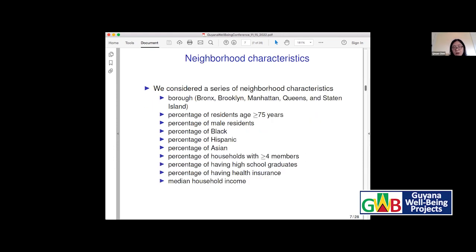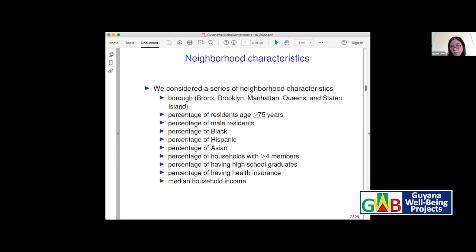We consider different neighborhood characteristics. The first one is borough. We have 5 boroughs: Bronx, Brooklyn, Manhattan, Queens, and Staten Island. We also have the percentage of residents age 75 years or older, percentage of male residents, and percentage of Black, Hispanic, and Asian residents. We didn't include percentage of white because they would sum up to close to 100, so we need to leave one group out.